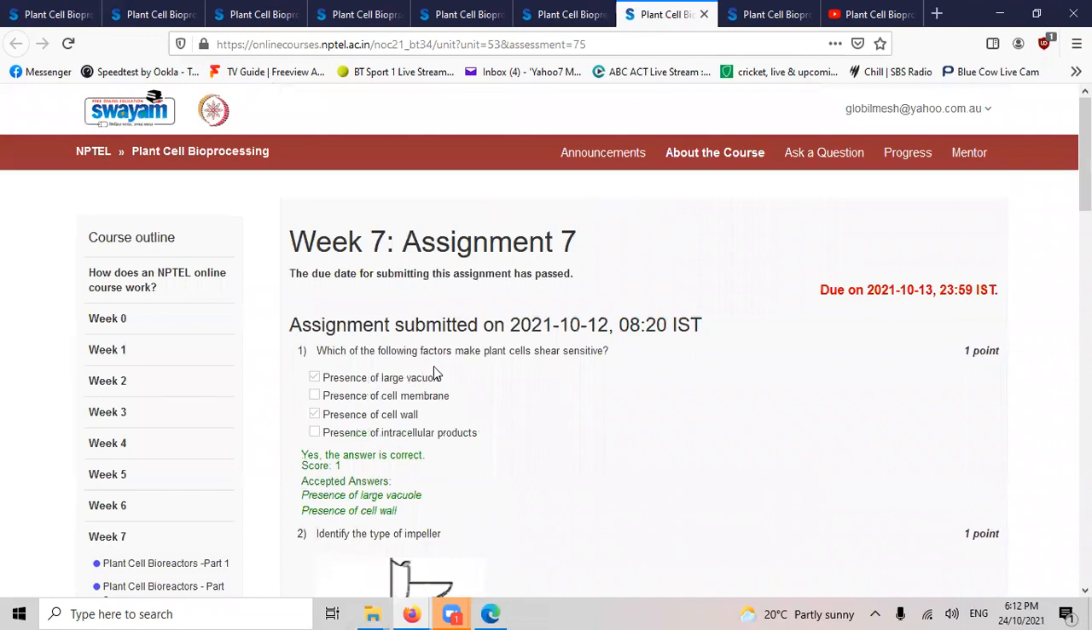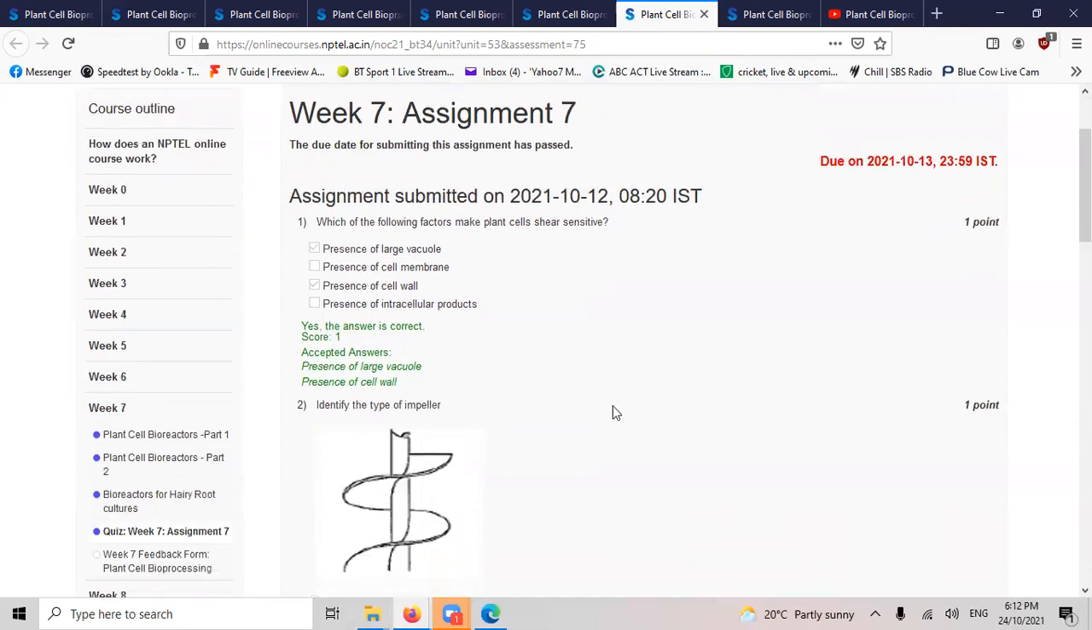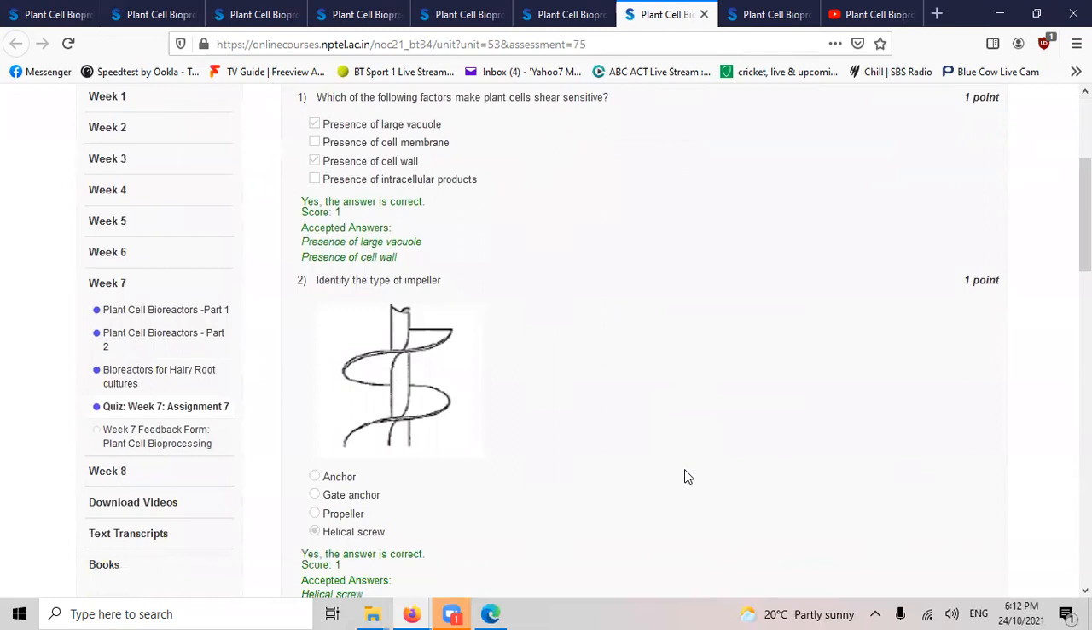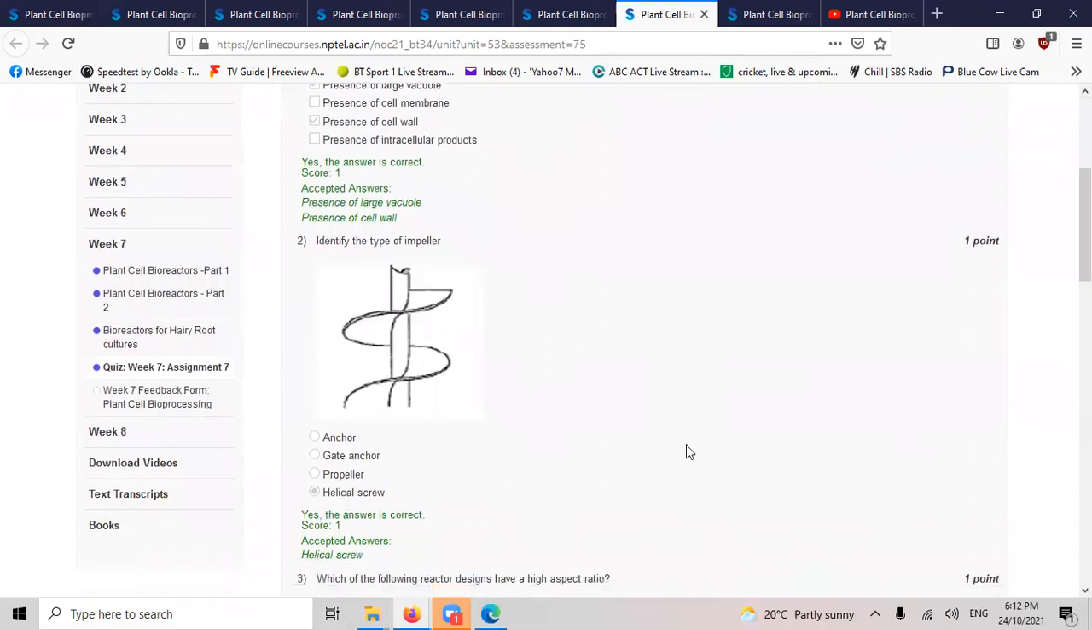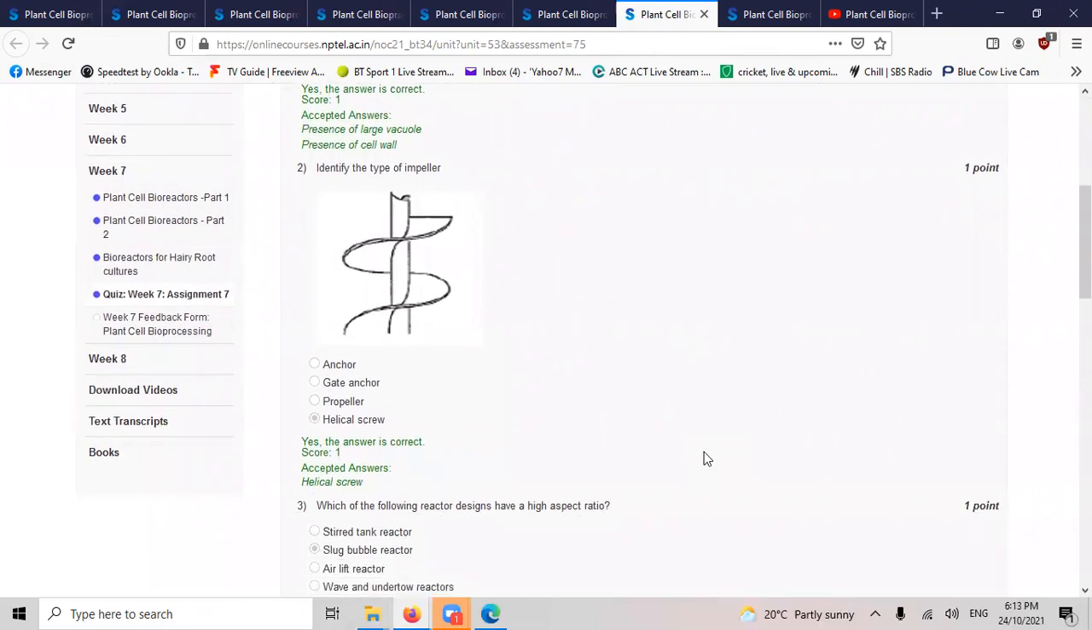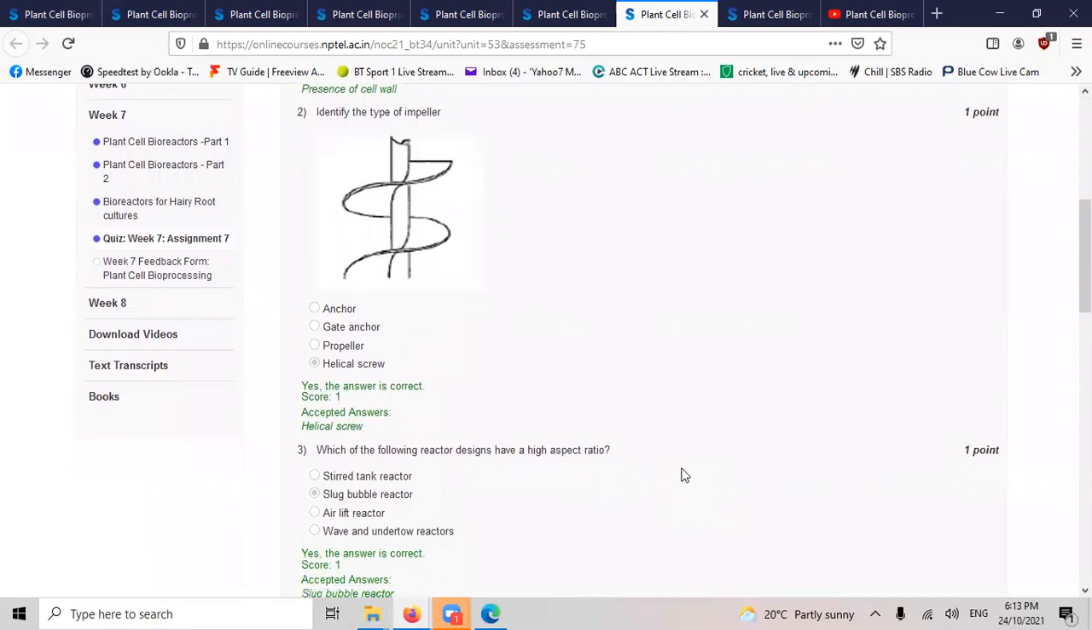Which of the following factors make plants shear sensitive? If you throw them in a washing machine, the cell walls are going to be ruptured and there are large vacuoles. Identify the following impeller. Looks like a spiral, doesn't it? Elliptical screw. Which of the following reactor designs have high aspect ratio? Like bubble column.